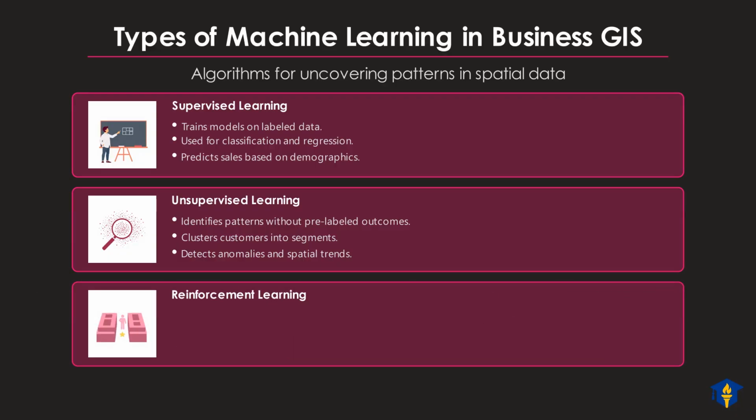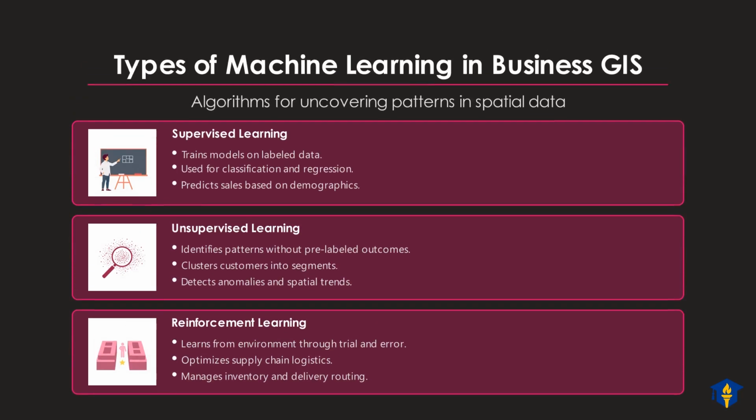Lastly, reinforcement learning involves learning from an environment through trial and error. This type of learning allows systems to learn from their environment through repeated trial and error. It is often applied to optimize complex supply chain logistics for greater efficiency. Reinforcement learning also helps manage inventory levels and optimize delivery routing effectively.